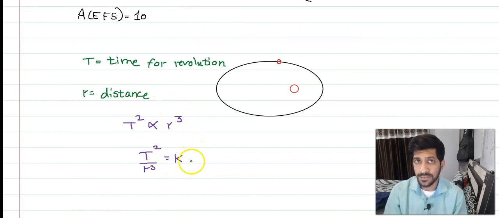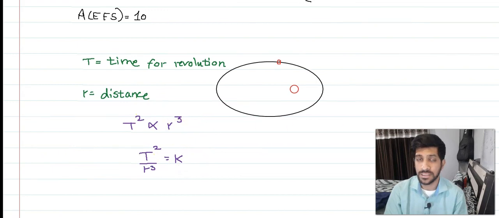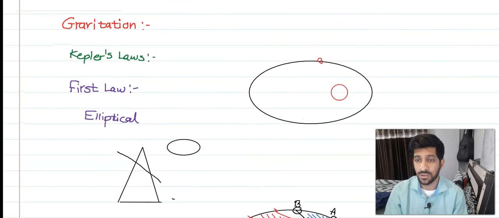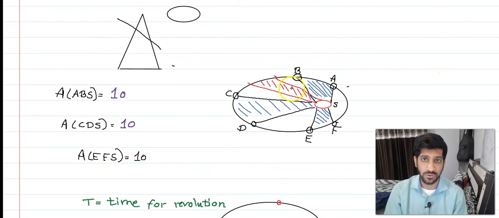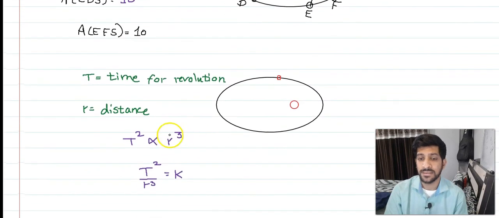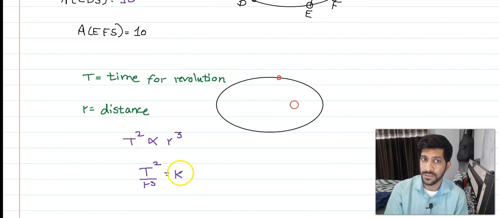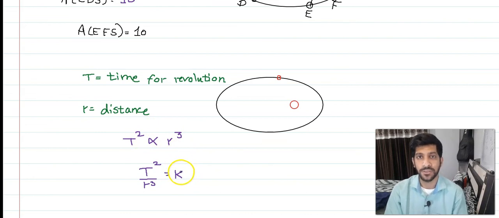Hence, these are the three laws which will be beneficial for your study of gravitation. The first law states that the orbits will be elliptical. Second is that the planets sweep equal areas in equal intervals of time. And the third is that T square is directly proportional to r cube, where T is the period of revolution and r is the distance. And the constant is k, that is Kepler's constant.